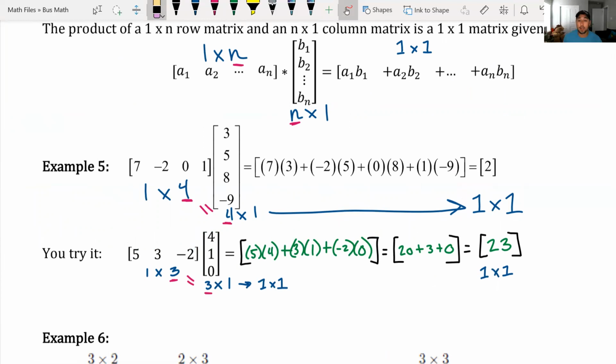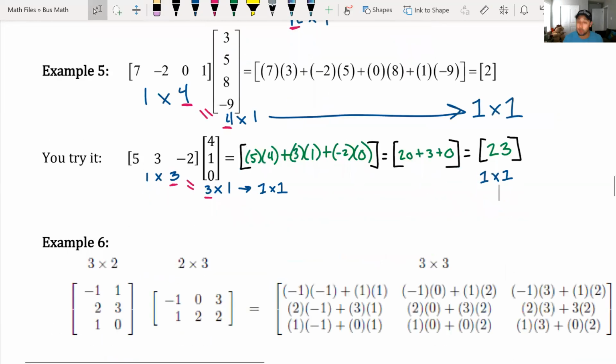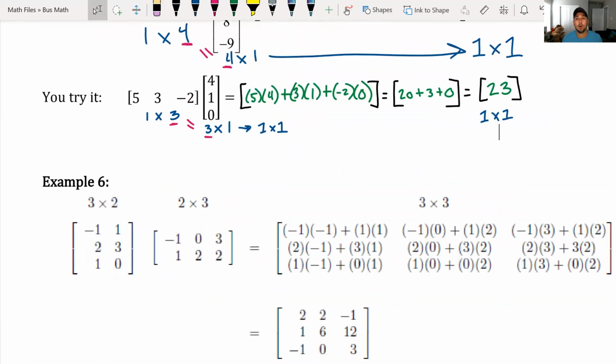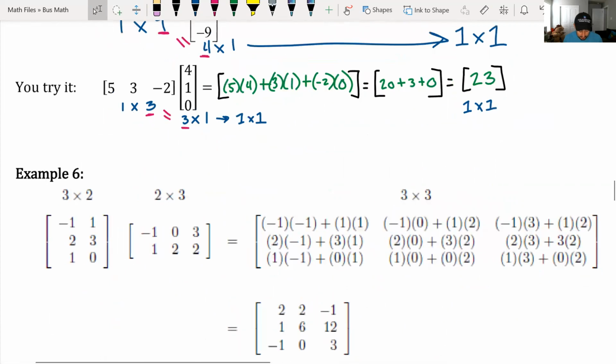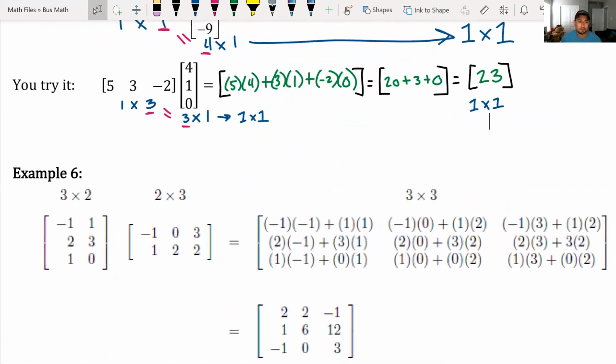Can you do this on your calculator? Yes, you can. But let's get to a bigger one, right? This one's too easy. We don't need to use a calculator for that. Let's get to the more massive matrix multiplications, which is down below. Whew. All right. So look at this example.